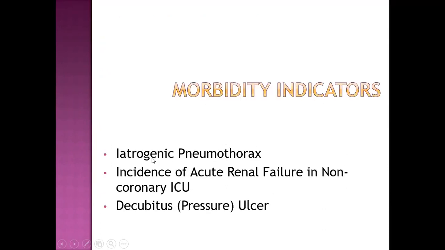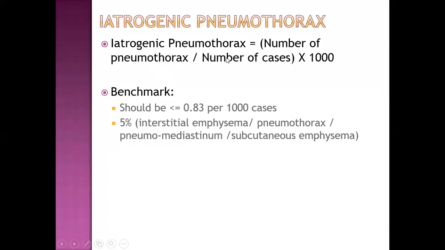Morbidity indicators include iatrogenic pneumothorax, incidence of acute renal failure in non-coronary intensive care unit, and pressure ulcers. Iatrogenic pneumothorax rate is defined as number of pneumothorax divided by number of cases multiplied by 1000. And the benchmark is 0.83 per 1000 cases. Our value should be less than 0.83 per 1000. Or if we combine interstitial emphysema, pneumothorax, pneumomediastinum, and subcutaneous emphysema, it can be up to 5%.